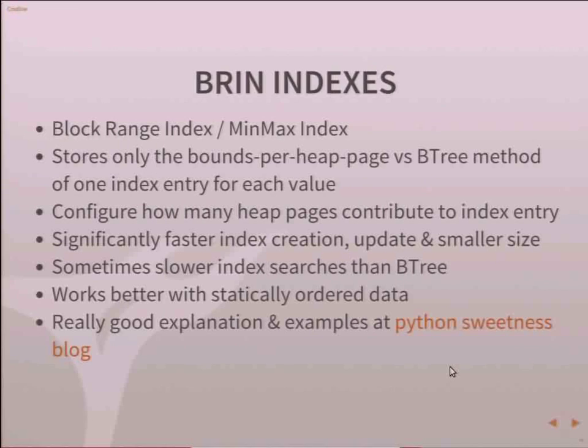Another new type of index called a block range index. They're also called min-max indexes. Typically in a B-tree index, there's one entry in the index for every value in the table. For this new one, for every data block in Postgres, every heap page, it stores the upper and lower bounds of that heap page, and that's what the index entry is. You can configure how many heap pages you want to contribute to that upper and lower bound, and that'll adjust the size of the BRIN index.